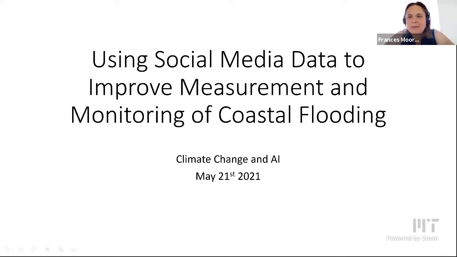So today I'm going to talk about a project I've done in collaboration with Nick Obradovich, who is really cool and does a lot of work with social media data. So here what we're thinking about is this problem of how do you measure and monitor minor to moderate coastal flooding.